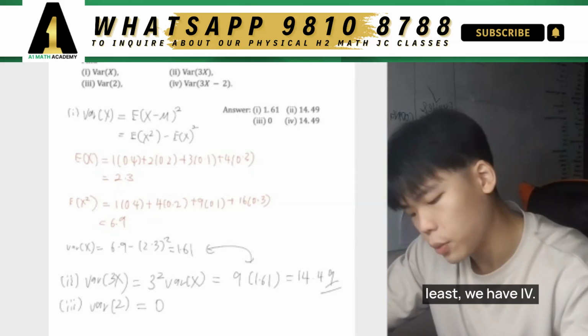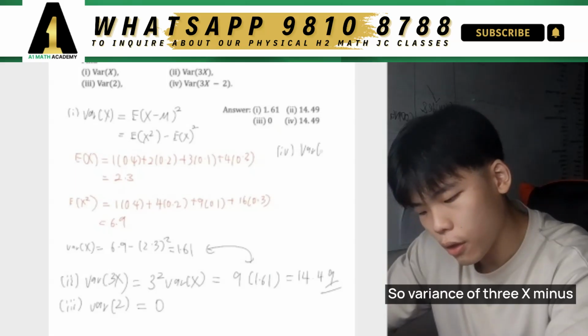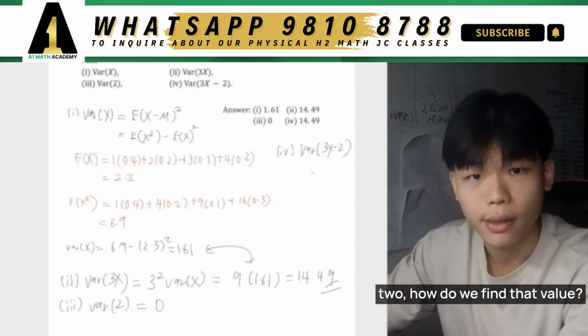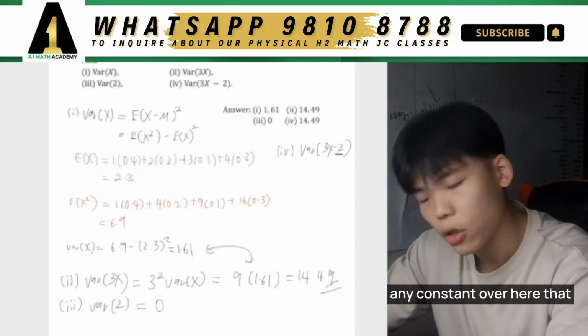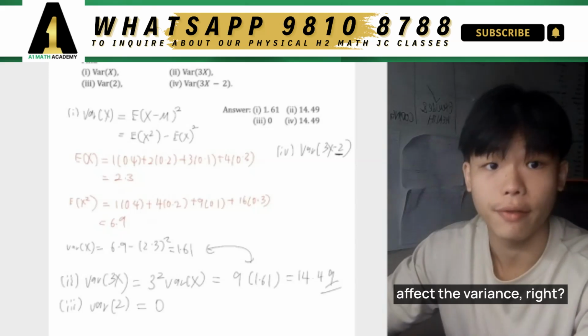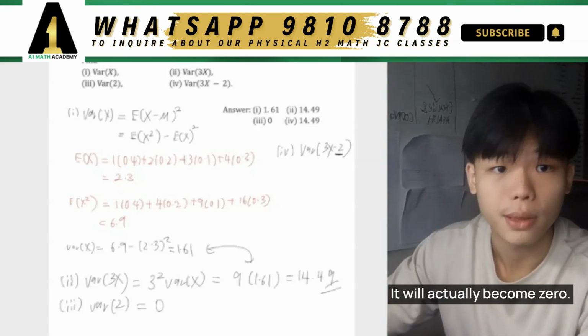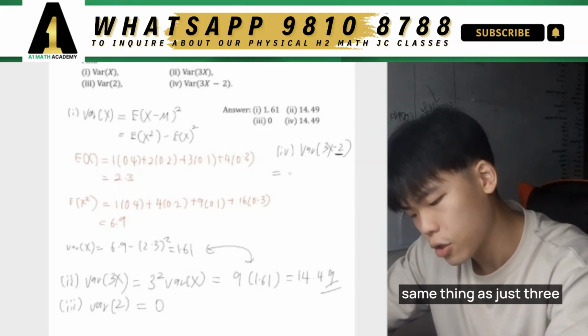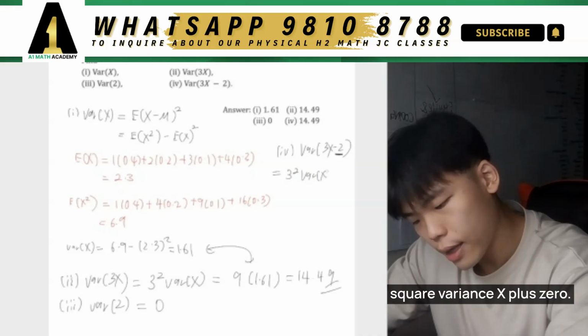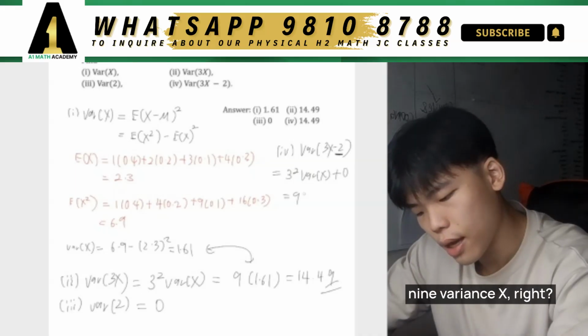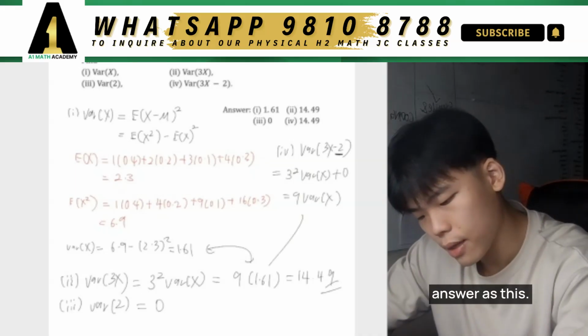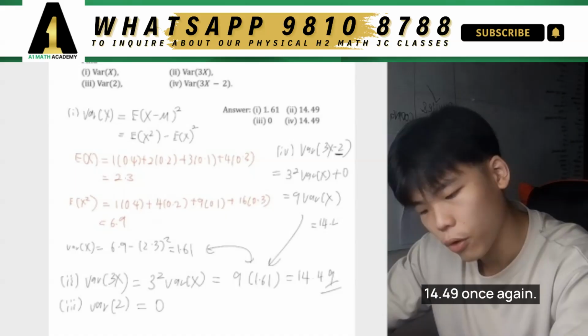Now last but not least, we have part (iv), so variance of 3X minus 2. How do we find that value? This over here, remember, any constant that is separate is not going to affect the variance, right? It will actually become 0. So this is effectively the same thing as just 3 squared Var(X) plus 0. And then here is just 9 Var(X), right? Which is the same answer as this. So therefore we get 14.49 once again.